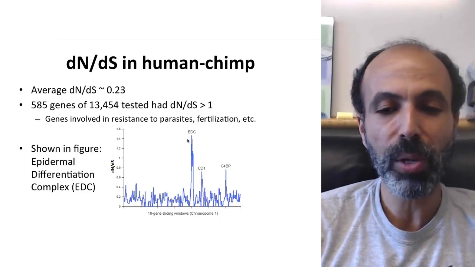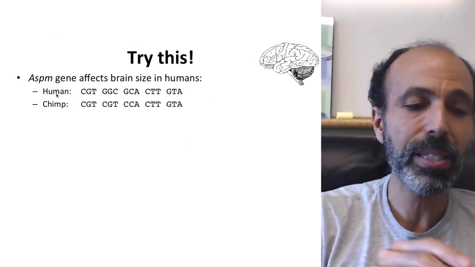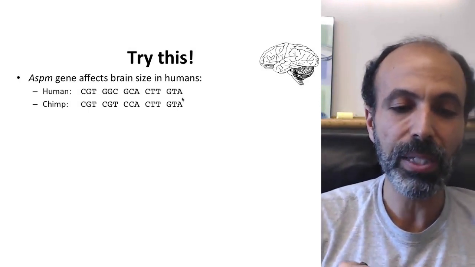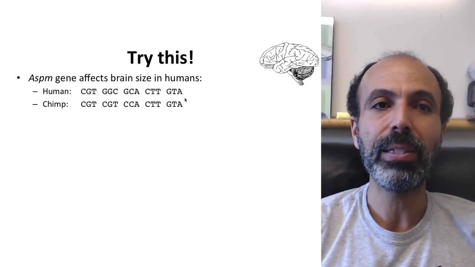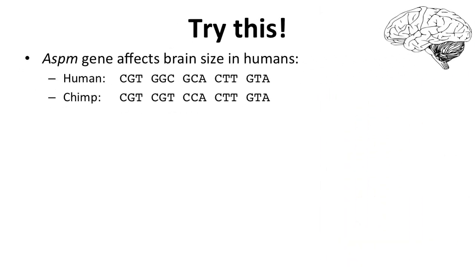Well, let me give you one to try yourselves here in an in-video quiz. So try this. This is the ASPM gene, which affects brain size in humans. And I have here a set of sequences, and I want you to go through and calculate what the dN/dS value would be. Okay, well, let's check this out and see what you got.